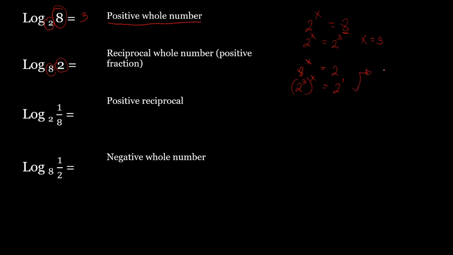If we simplify this, it becomes 2 raised to 3 times x, or 2 raised to 3x, is equal to 2 raised to 1. Since they have the same base, you can get the exponent. 3x is equal to 1, and to have the value of x, divide both sides by 3, and your x is equal to 1/3. Now we have the value of x, which is 1/3, and it is a reciprocal of a whole number, a positive fraction. Okay? So now we are done with the two situations of logarithm.